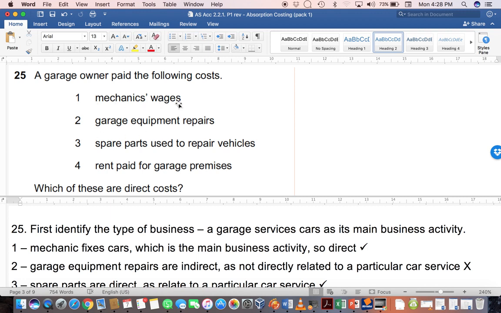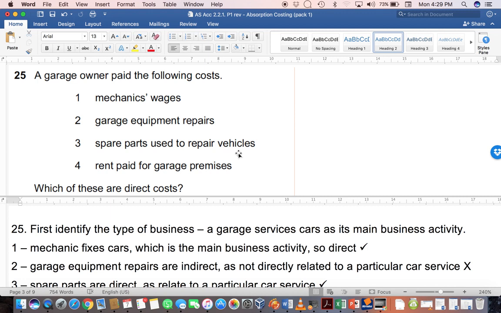Number 2, however, is the repairs of the garage equipment. Now, where in number 1, we were talking about repairing the cars, which is the product that we are actually producing, or the services, or the main business activity, however you want to look at it. Number 2 is referring to repairs of the equipment that we are using in the garage in order to produce those fixed cars. So this one over here is actually going to be an indirect overhead expense because the repairs of the garage equipment cannot be directly charged to the servicing of a particular car.